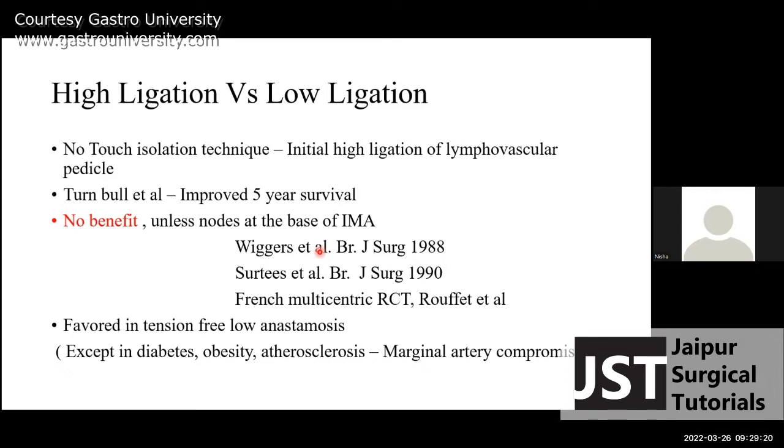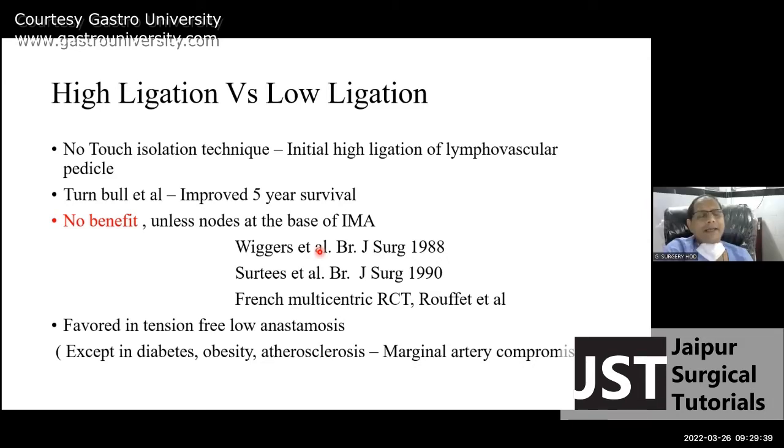And especially if we have to get an extra bit of length, that's when we go in and divide the IMV at the lower border of the pancreas and the IMA proximally. And if not that, we generally do a low ligation, sir. But you would always want a tension-free anastomosis. Yes, sir. Tension-free anastomosis, that's when we will consider this.